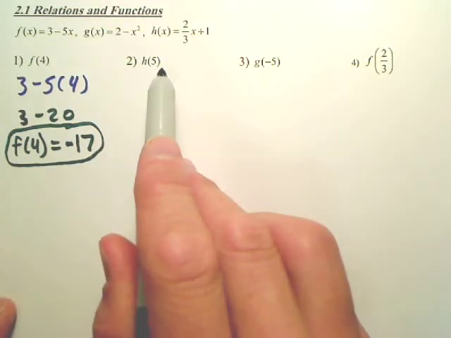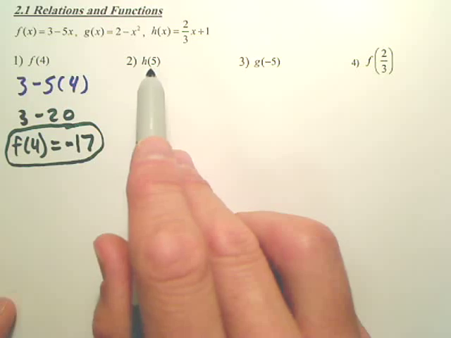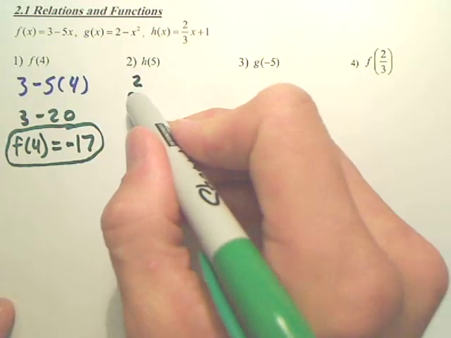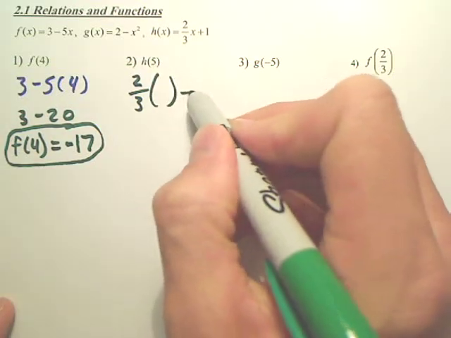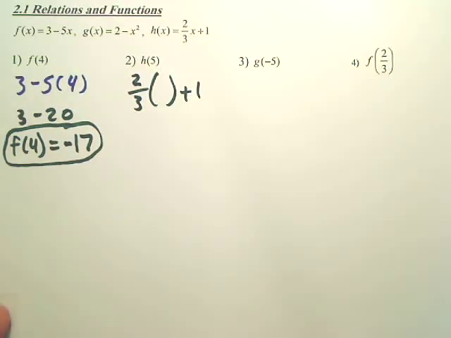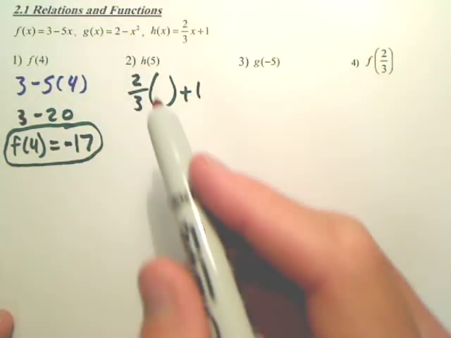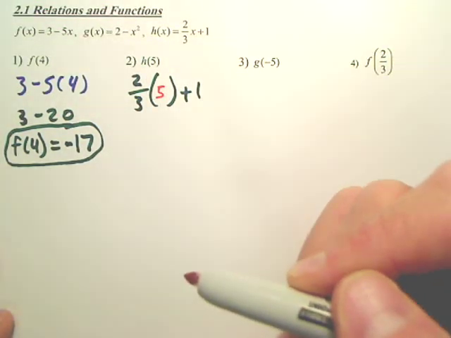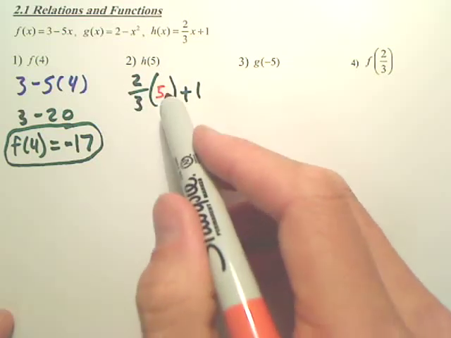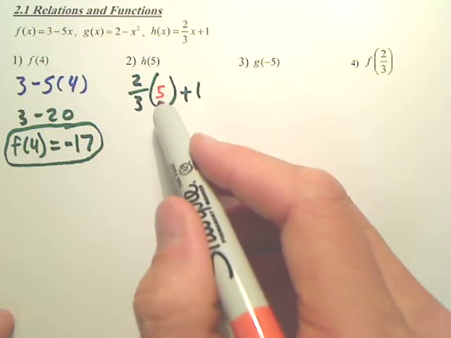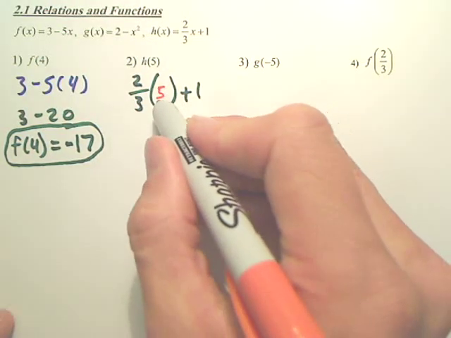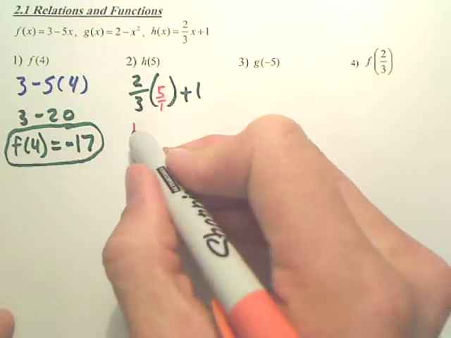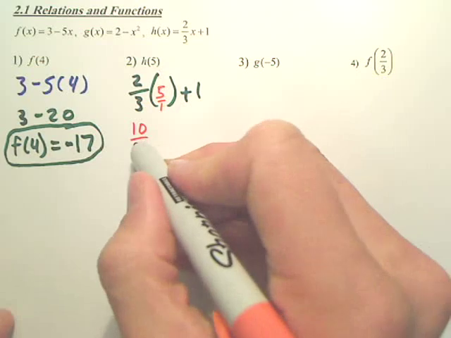This is h of 5. So which equation are we going to use here? H, the third one. So you're going to have 2/3 blank plus 1. And what are we going to plug into the blank? X is 5. Now, 2/3 times 5. Isn't that 5 over 1? So I could put a 5 over 1. So that would be 2 times 5 is 10, and 3 times 1 is 3.